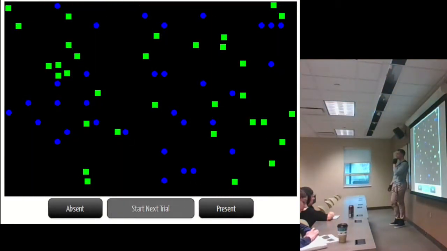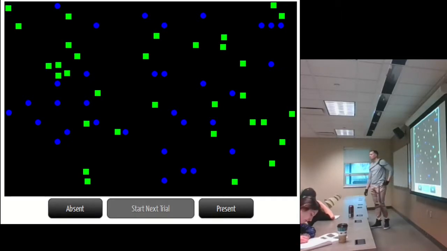Yep. So is it not considered a distraction if the green circle was connected to a green square? It's like harder to find it.